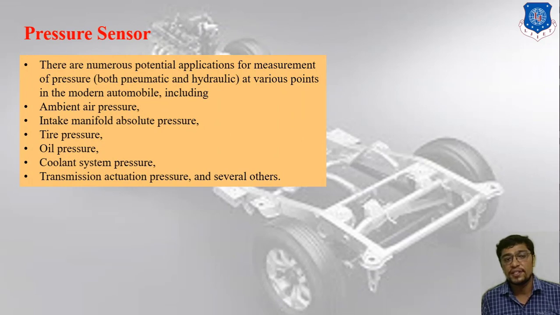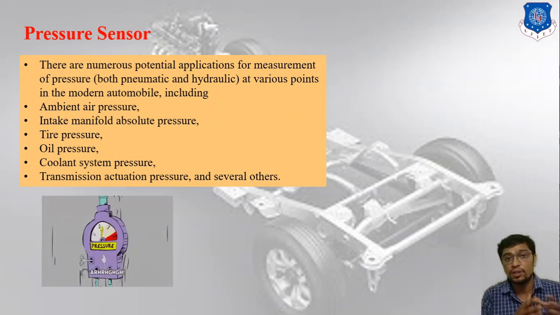Second one is the pressure sensor. As we know, it is a combination of two words: pressure and sensor. So from where can we apply the pressure? As we know, there is intake manifold absolute pressure, ambient air pressure, and tire pressure. There is also oil pressure, coolant system pressure, transmission actuation pressure, and several others. So this is the pressure sensor application, or how it can be implemented in the automobile system.